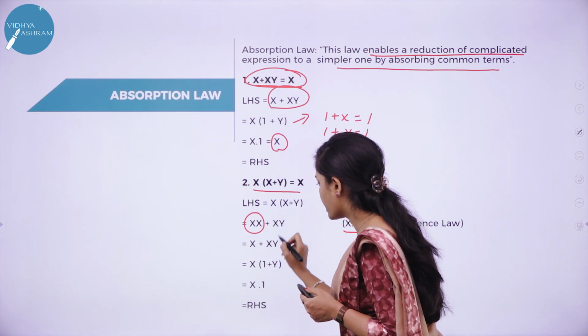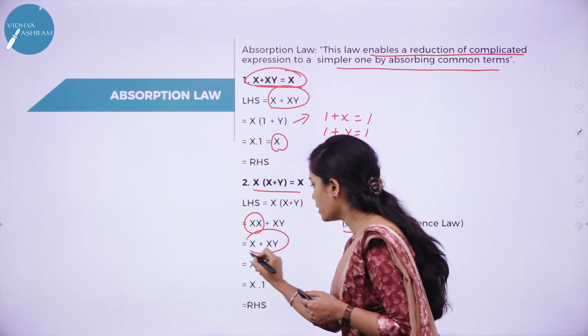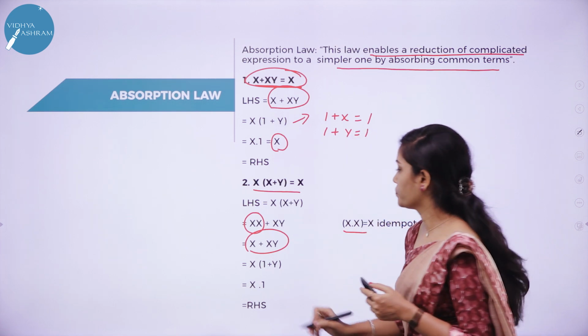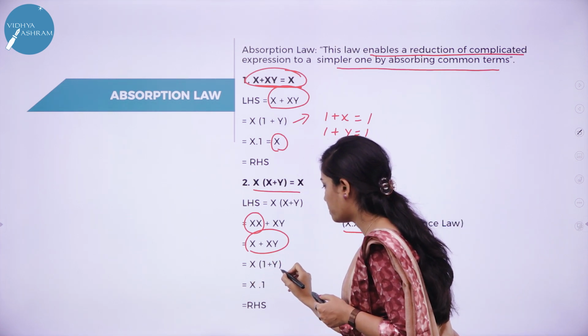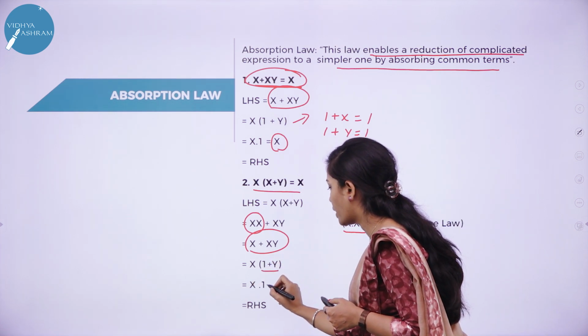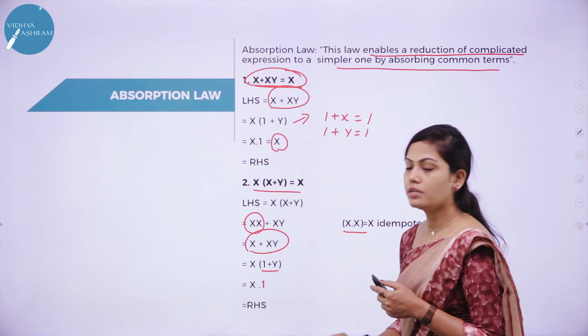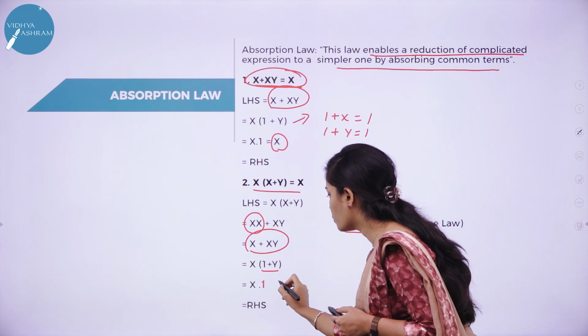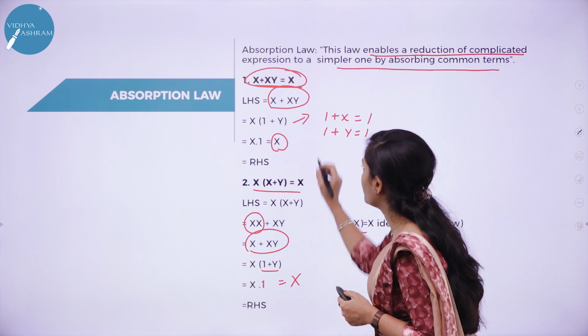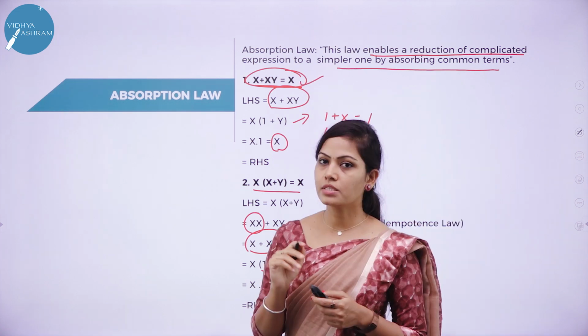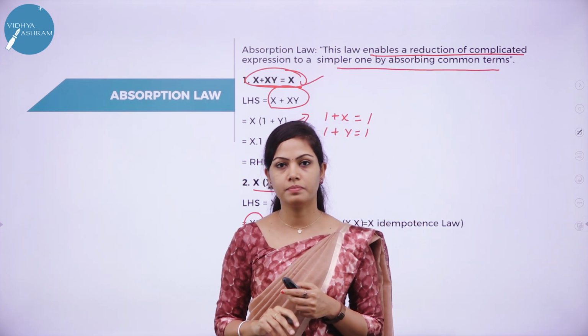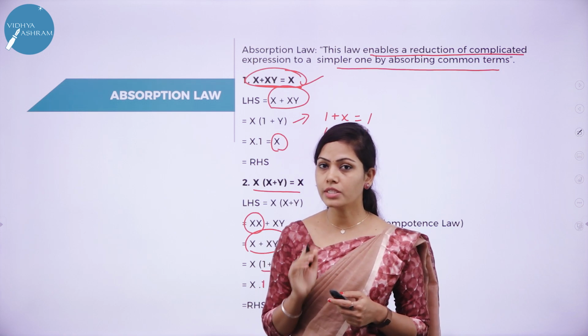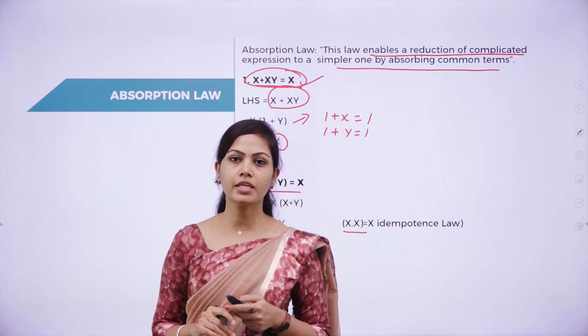So x plus xy. Here also you can take x as a common factor. So you will get x into (1 plus y). In place of 1 plus y you can write 1. So x into 1 is equal to x. This is your RHS value. This is about absorption law. So please practice all the theorems, and easily you can score in Boolean algebra.